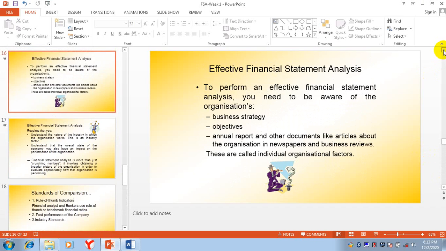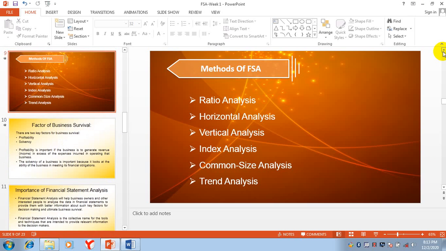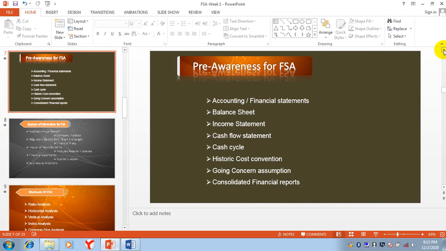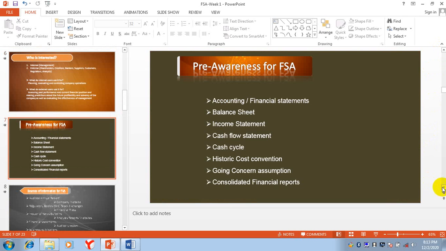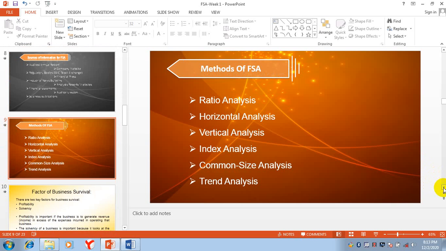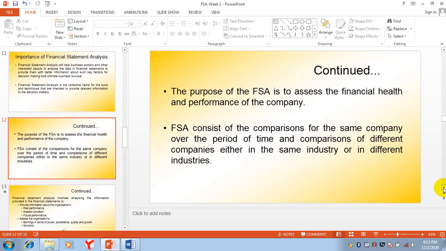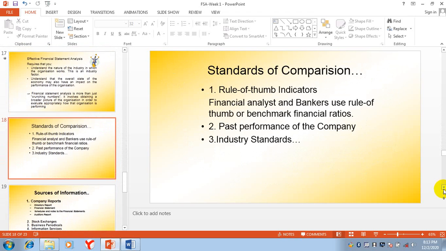In the previous class, we discussed financial statement analysis in detail. We discussed the definition of financial statement analysis, who is interested in it, pre-awareness of financial statement analysis, sources of information, methods of financial statement analysis, importance of financial statement analysis, and different other things.